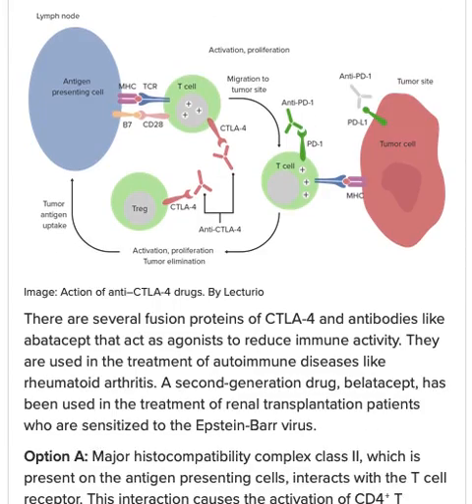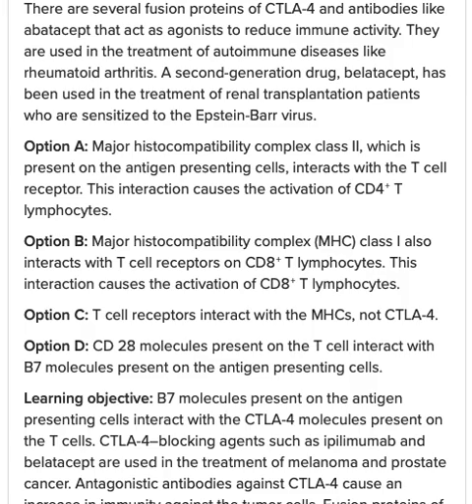There are several fusion proteins of CTLA4 and antibodies like abatacept that act as antagonists to reduce immune activity. They are used in the treatment of autoimmune diseases like rheumatoid arthritis. A second-generation drug, belatacept, has been used in the treatment of renal transplantation patients who are sensitized to the Epstein-Barr virus.